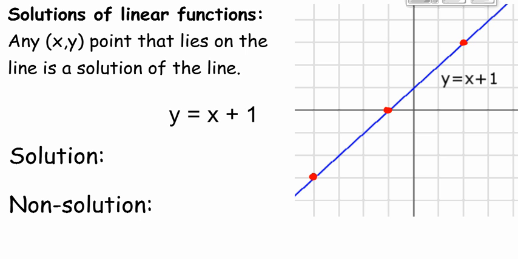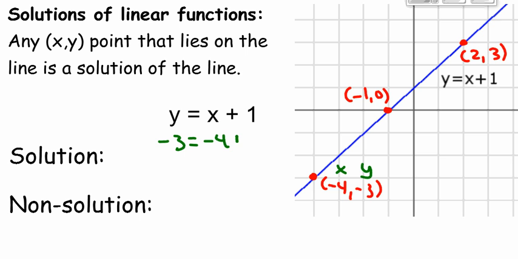My first point that I selected is at -4, -3. My second point that I selected is at -1, 0, and my third point that I selected is at 2, 3. So let's just see what happens when I plug those points into my equation. My first attempt is going to be this one down here. In for y goes -3, in for x goes -4, plus 1. Well, -4 plus 1 is -3, so that checks.